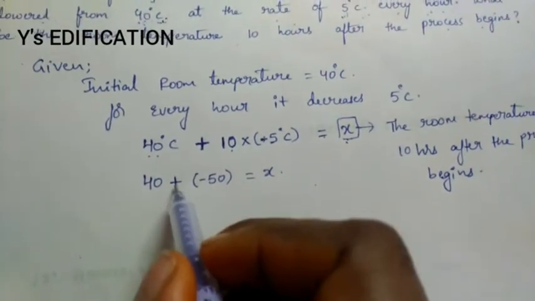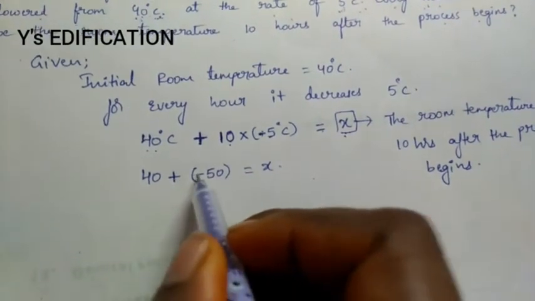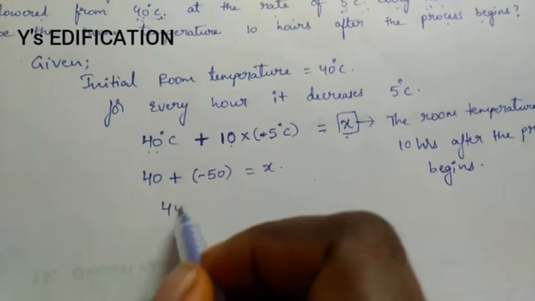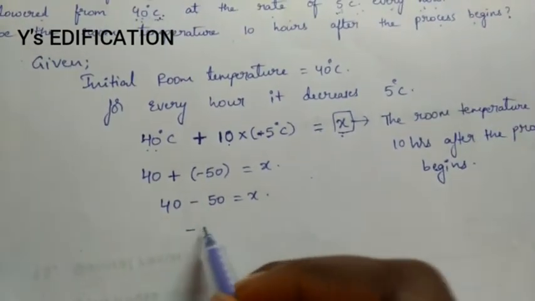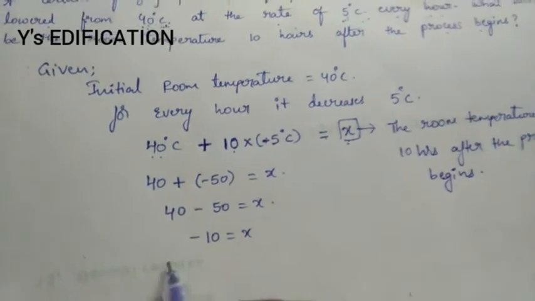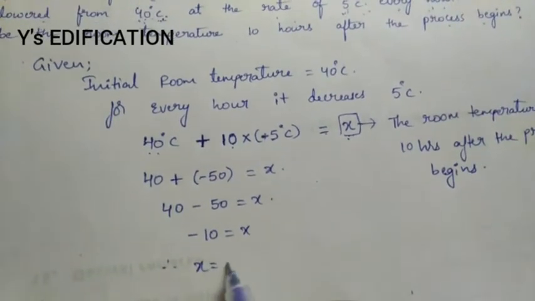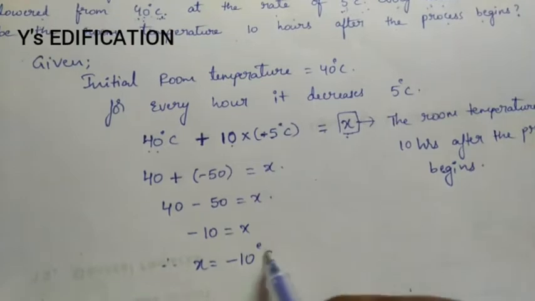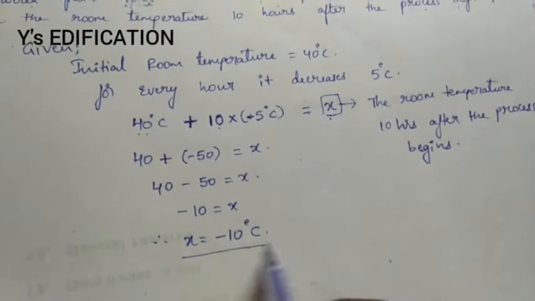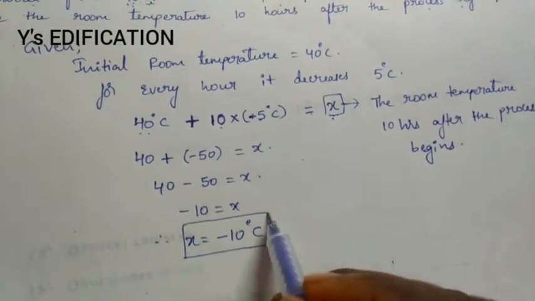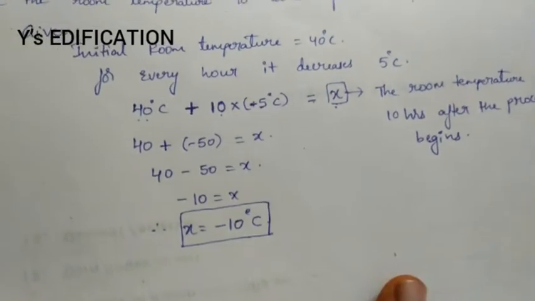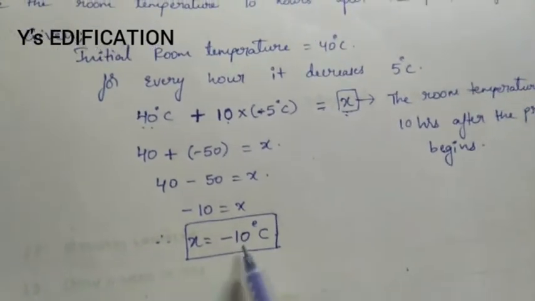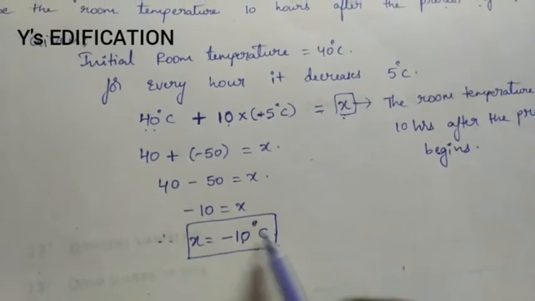The product of a positive and a negative is always a negative. So, 40 minus 50 is equal to x. That means minus 10 is equal to x. Therefore, x is equal to minus 10 degrees Celsius. Don't forget to write the units. In mathematics, units are very important. So, x is equal to minus 10 degrees.